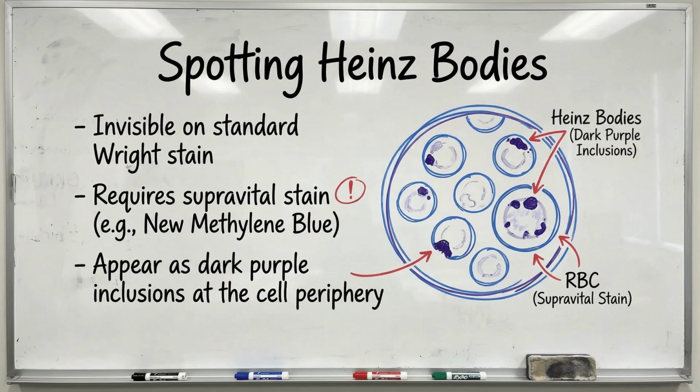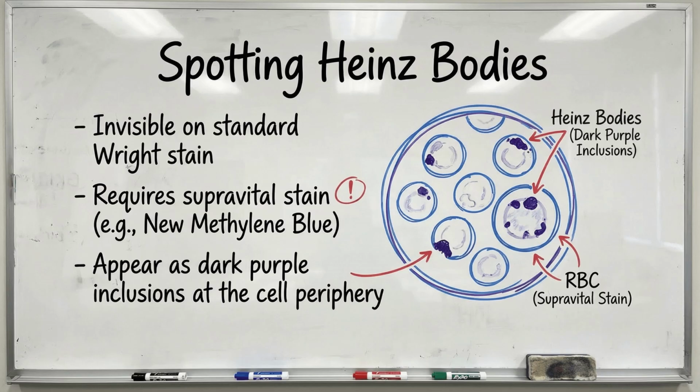Now, about these Heinz bodies we just discussed. You can't just spot them on a regular Wright stain smear. And that's a crucial point for you as histotechs. To visualize Heinz bodies, you need a special technique called a supravital stain, like new methylene blue. This stain allows you to see inclusions within living or recently living cells.